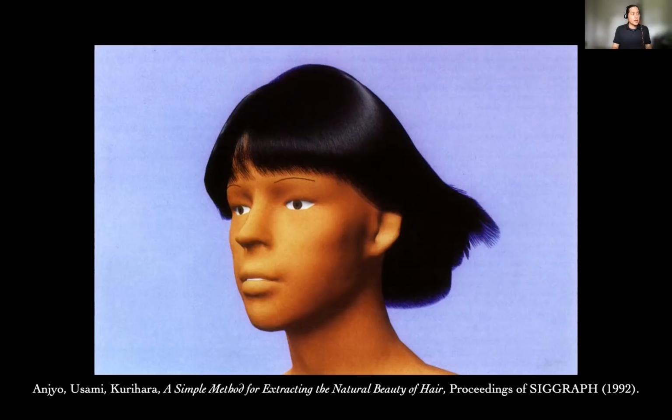We can go way back in our technical papers, and there's early stuff for example from Ken Anjyo's group in Japan. All right, so straight black hair. This is characteristic of East Asians, right? So of course, this is the type of hair that they simulated. This is my hair.